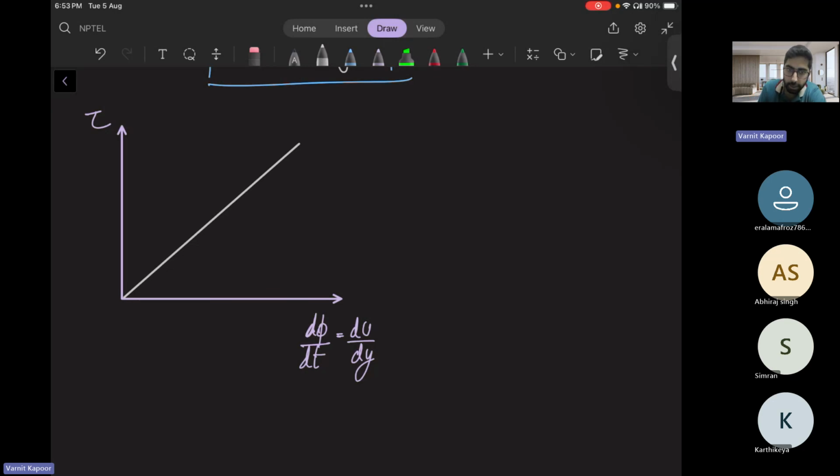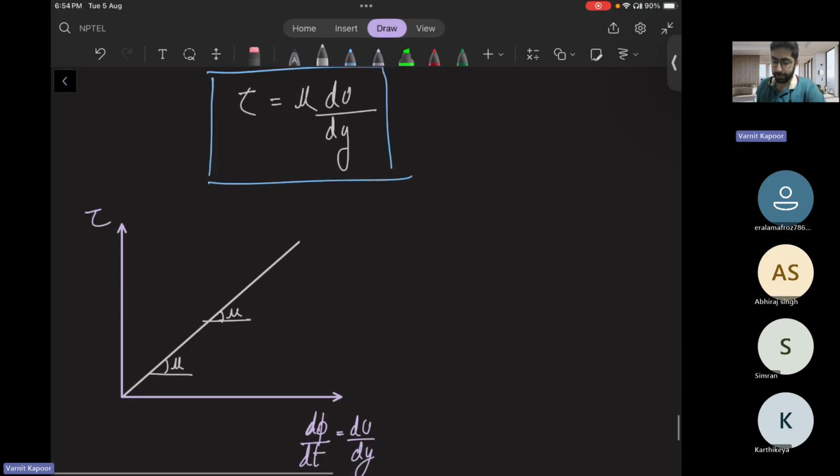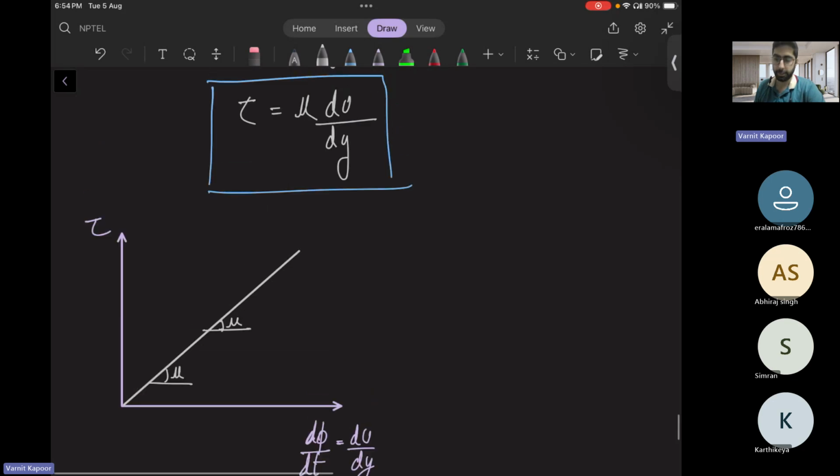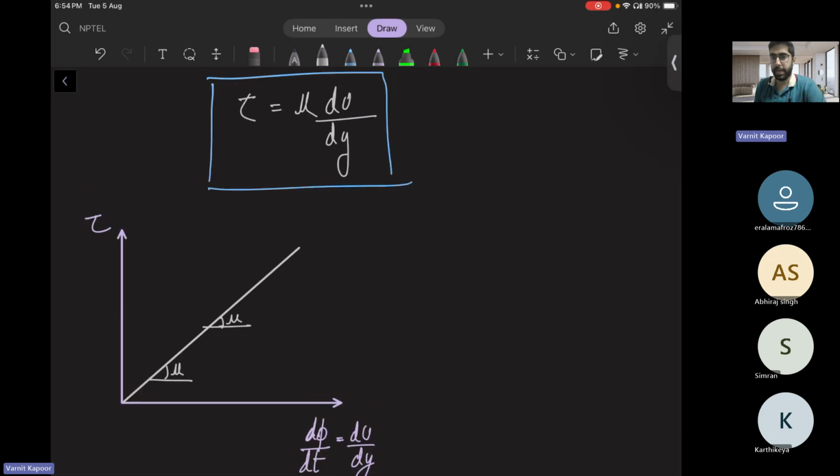Here, mu is constant. Mu is constant, but shear strain is happening. This is for a single fluid only; mu will be constant. So what will be the slope of this graph? It is nothing but the dynamic viscosity, and dynamic viscosity can be different for different fluids.